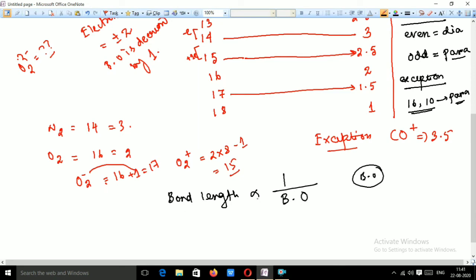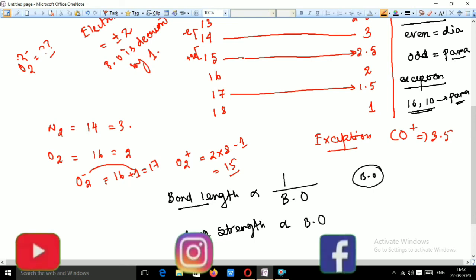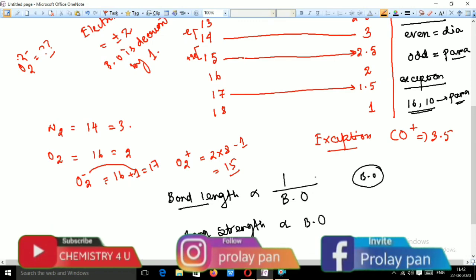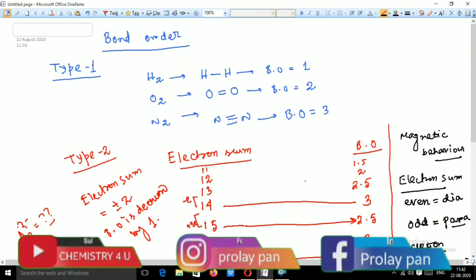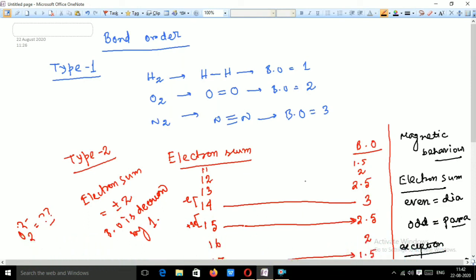The bond order is inversely proportional to bond length, and the bond strength of any compound is proportional to the bond order. So once we find the bond order, we can easily find the bond length and the bond strength. So this is a small video on how to calculate the bond order, bond strength and bond length very easily without using any molecular orbitals.